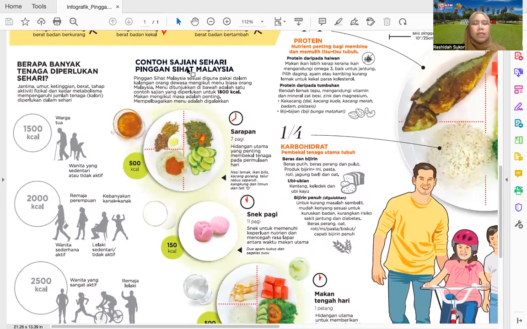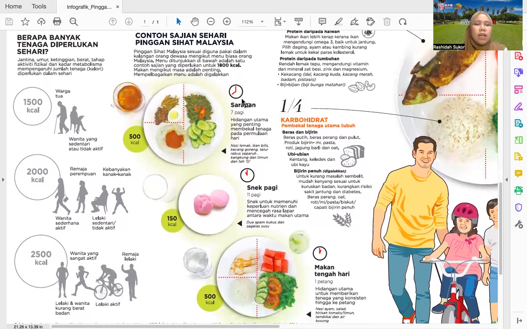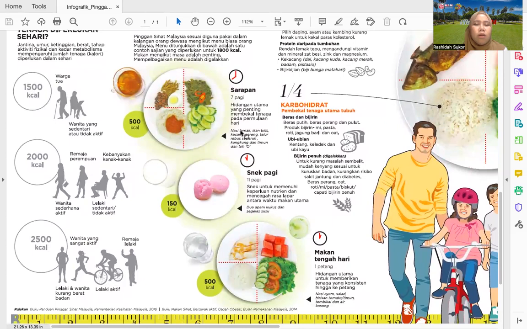Then we go to the example of a healthy day's meals, the Malaysian healthy plate. This is an example of a healthy plate. I think one of the activities that you have to do in this nutrition topic is how to create a healthy plate. You divide this into four: the carbohydrate is only a quarter, the protein is another quarter, and the half comes from fiber or vegetables.